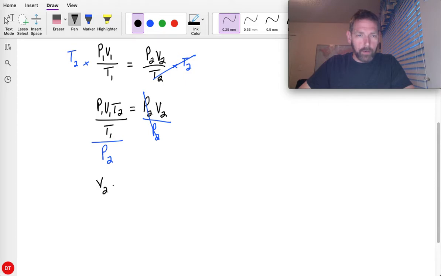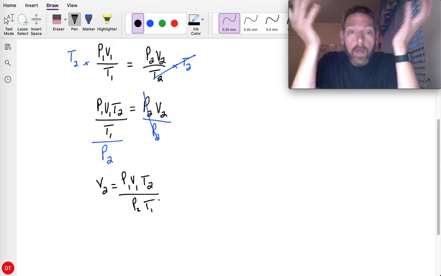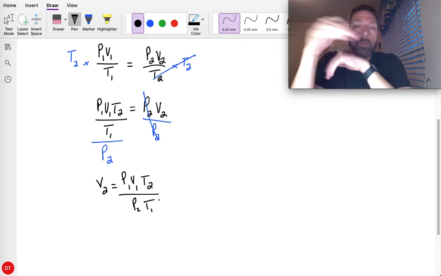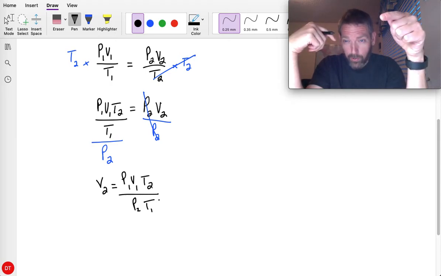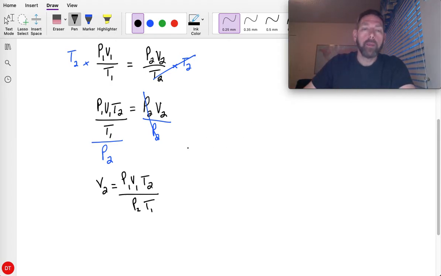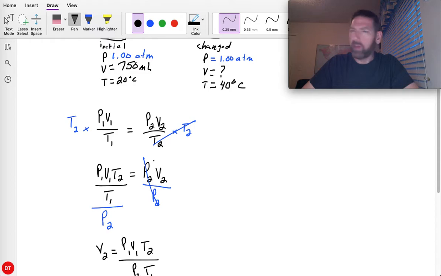So that's V2 equals P1 V1 times T2 divided by P2 times T1, right? So we know that when we divide by P2, we're essentially multiplying by the reciprocal, so it's going to put the pressure on the bottom, right? Okay. Now we just plug and chug. So V2 is going to equal P1. So P1 is 1 and P2 is 1.